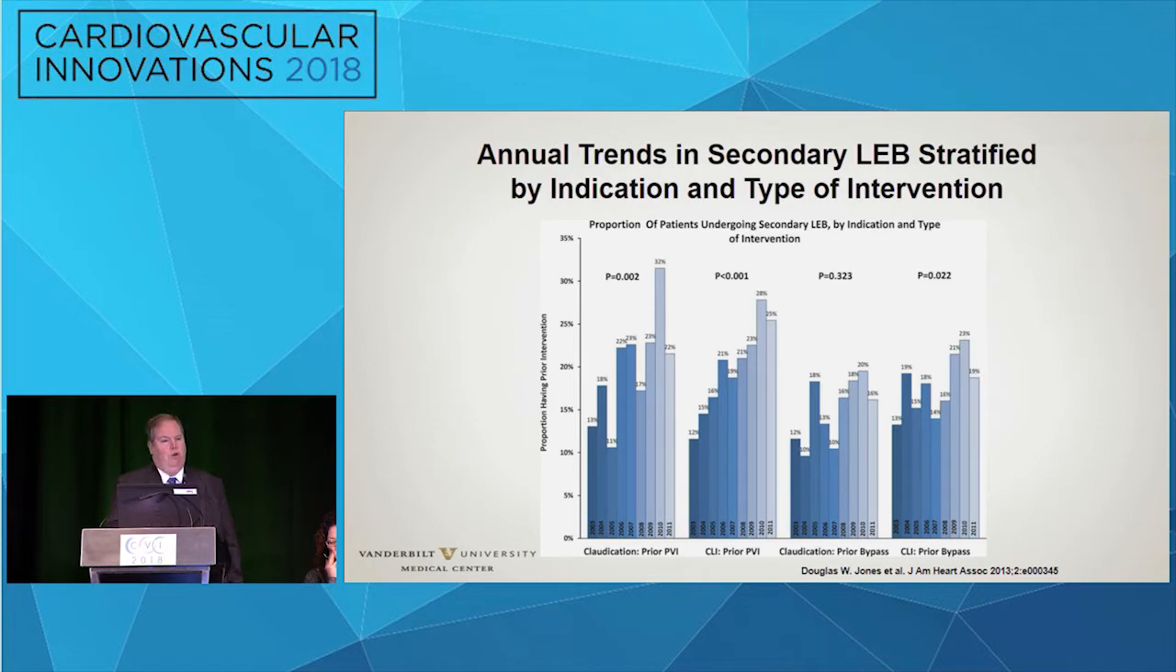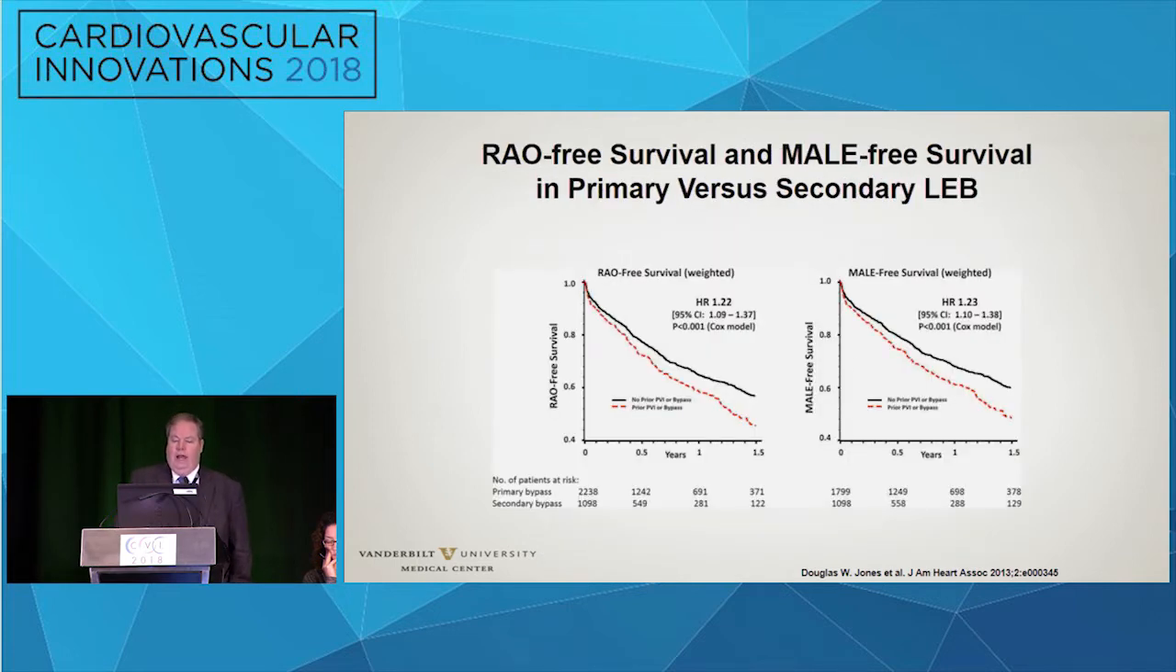This just suggests that both kinds of techniques really need to be followed up because they're going to require secondary interventions. And of course, we like to do everything perfect the first time, but people who need a secondary intervention, just as an aside, end up doing worse. This is their revascularization and amputation-free survival. This is the first, people with the first revas and people with the second one, and the secondary ones always do worse, whether we look at RAO or MALE-free.